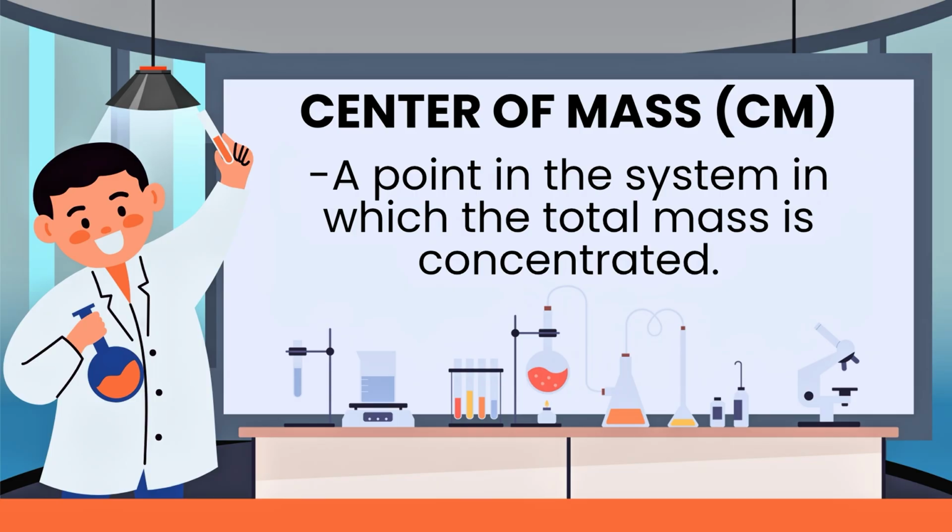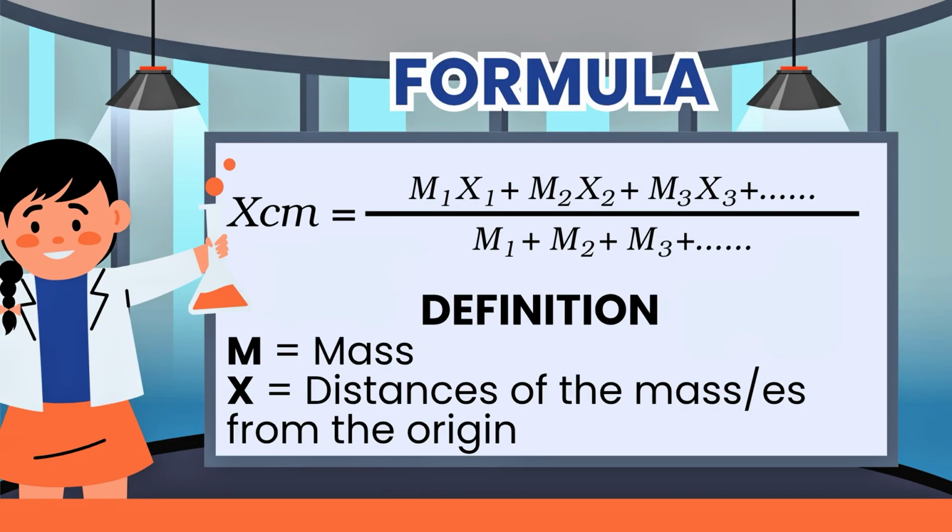So, in other words, ang CM or ang center of mass mao na ang pinaka-center nga makabalance sa usa ka butang. Now, the formula in finding the center of mass is xcm is equal to mass times the distance of the mass from the origin over mass. Now, let's read a problem to fully understand this formula.